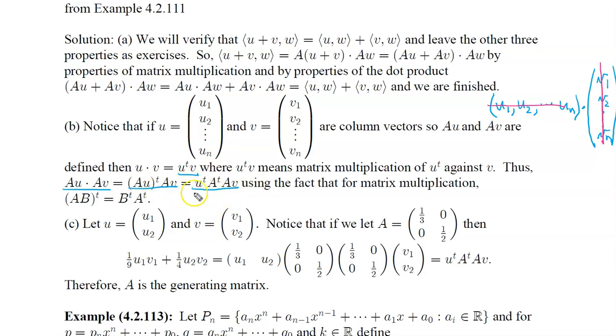And remember, we use the fact here that when you take the transpose of a product of two matrices, (AB) transpose, that is equal to B transpose times A transpose. So just keep that in mind. Now let's take a look at part C.